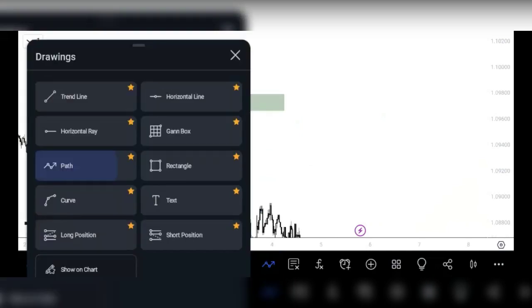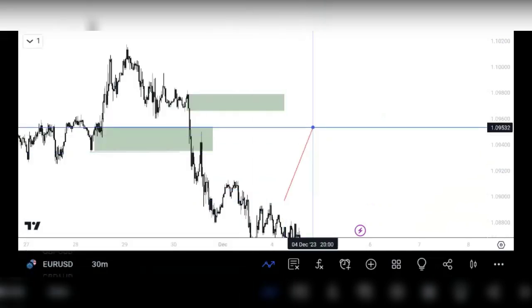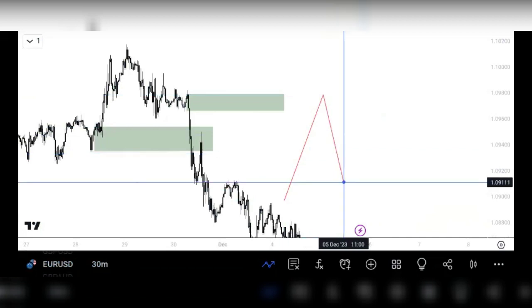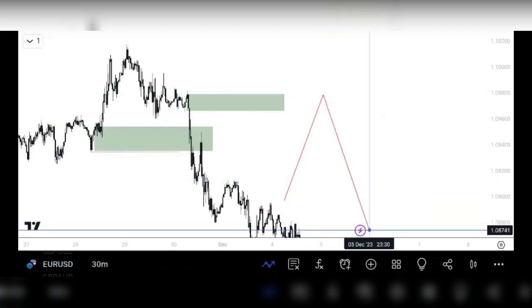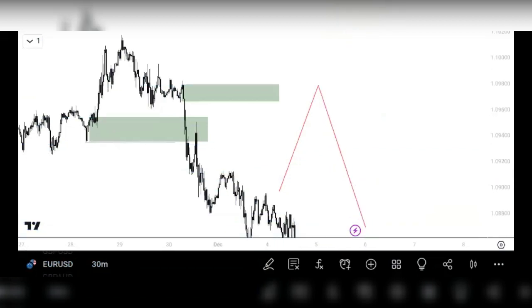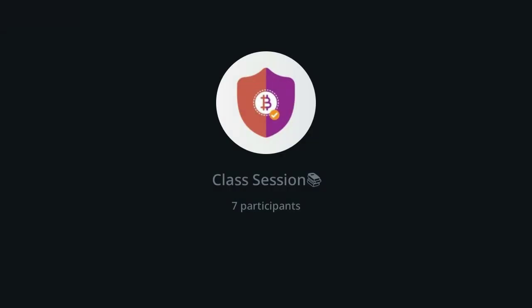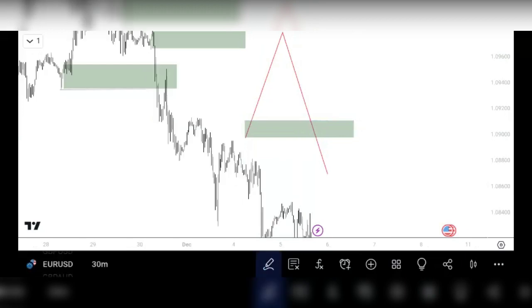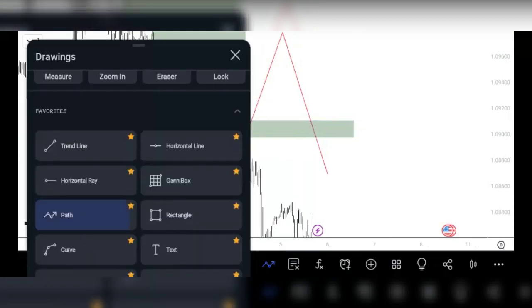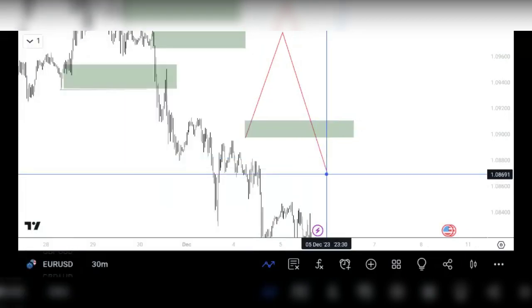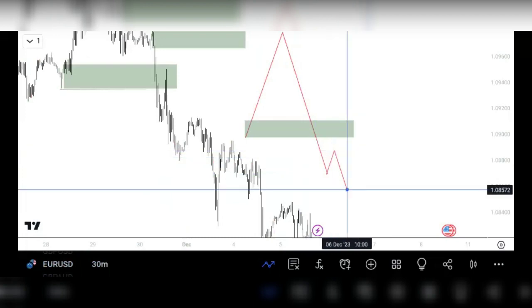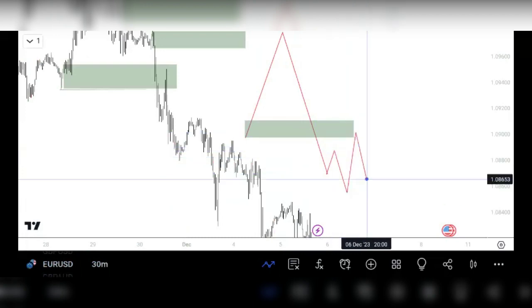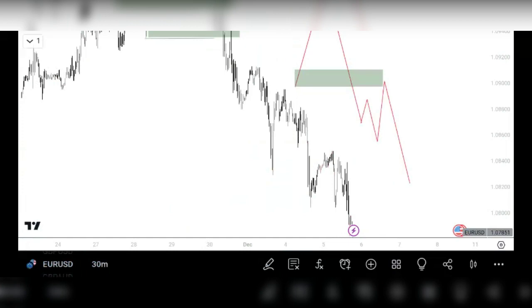Now, look at it. This was the same thing I drew for every one of you. Instead of price coming and reacting from here, price broke through it aggressively. Then we have a little push to the upside, and price dropped in the long run. It came back and continued dropping. And that is a breaker block for you.